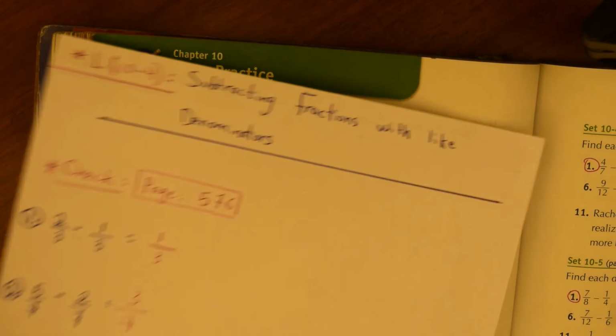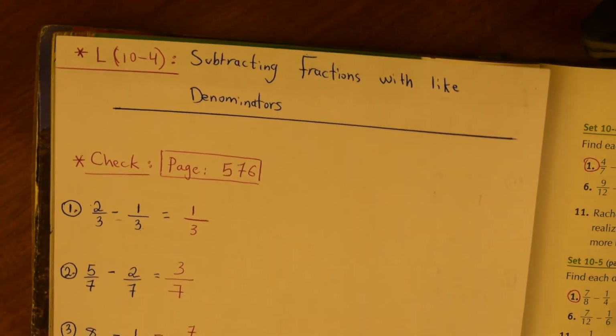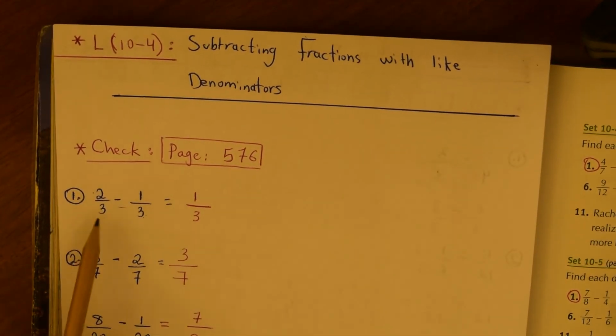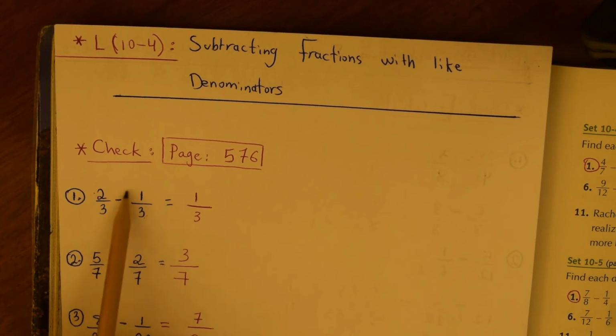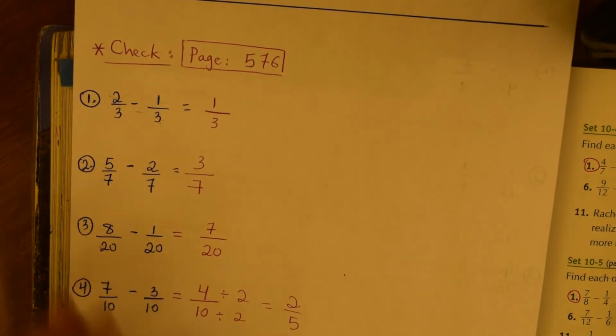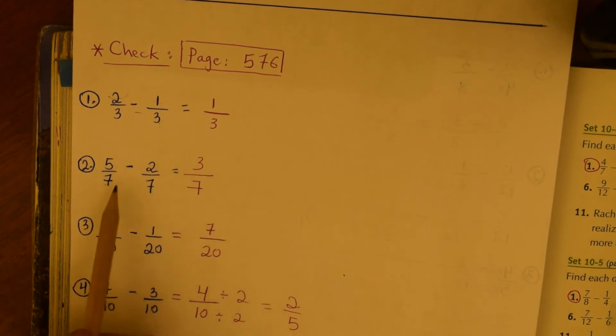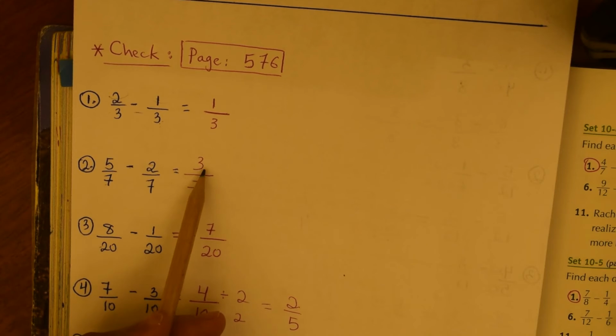Okay, now for lesson 4, subtracting fractions with like denominators. We said if I have like denominators, then I can do it directly. I have 3, 3. Then I will put here 3. Then I will subtract only the numerators. 2 minus 1 equals 1. And here I have 7, 7, 7. Then I will subtract only the numerators. 5 minus 2 equals 3.